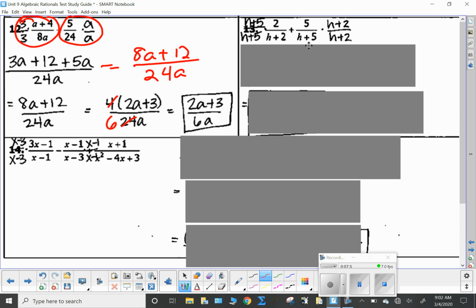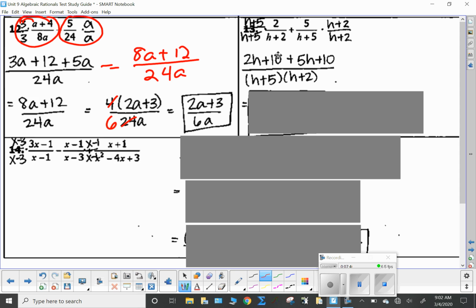Next up, h plus 2, h plus 5. This is a case where you have to multiply this one by the h plus 2 over h plus 2 and this one by h plus 5 over h plus 5. Don't forget to distribute. 2 times h is 2h. 2 times 5 is 10. 5 times h is 5h. 5 times 2 is 10. Notice in the denominator I didn't multiply those two binomials. I just left them factored. Because now when I combine the 2h and the 5h, I'm going to get 7h plus 20 over h plus 5 times h plus 2.